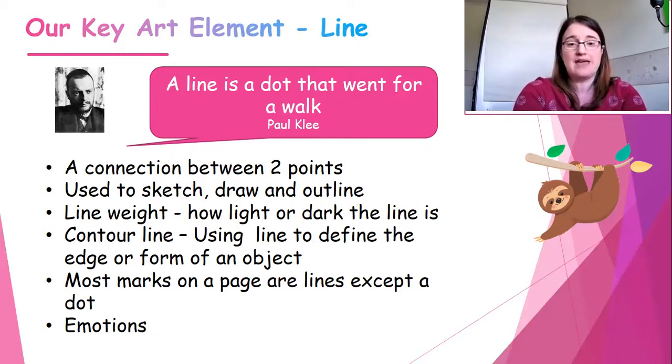Most marks that you make on a page are some kind of line, except for a dot, okay, because that doesn't go anywhere. But everything else, every time you're moving your pencil from one place to another, that's a line. And also, we can use lines to make people feel different things. So perhaps if we use a really jaggedy line and a really fast movement with our pencil, that would make somebody feel maybe quite angry or quite worried.